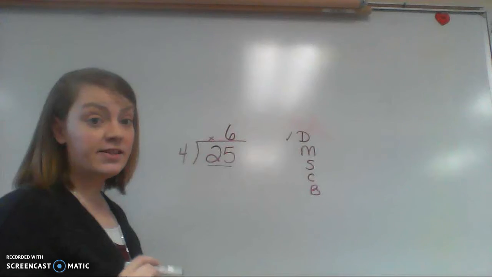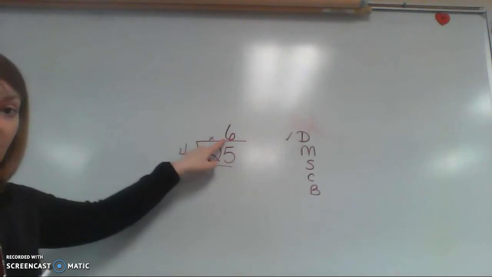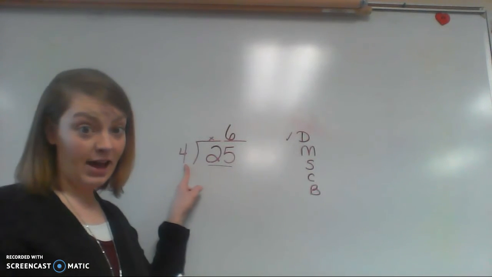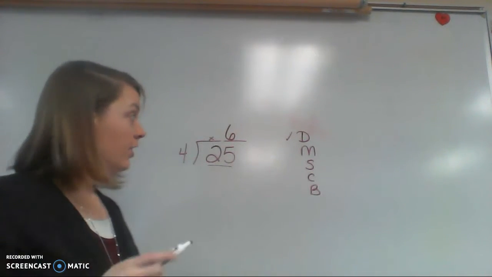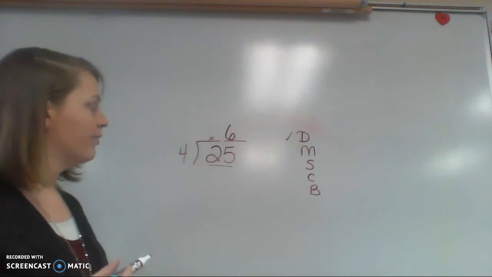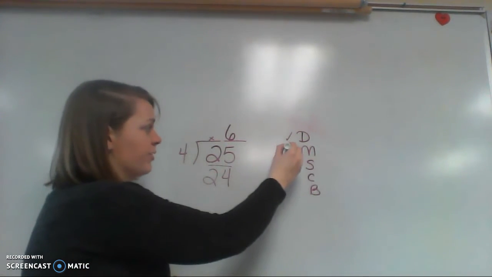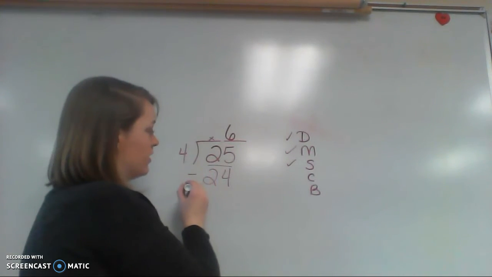My next step is to multiply. I'm always going to multiply what's on the top of the house, my quotient, by my divisor, what's on the outside of the house. Okay, I'm always multiplying like this. Always, always, always. All right, so let's multiply. What is 6 times 4? 24. Okay, I've multiplied. Now my next step is to subtract.